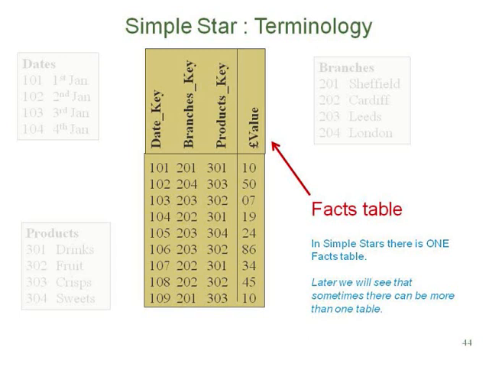This is called the facts table. In simple stars there's only ever one facts table. Later, in more complex stars, we can see that sometimes there is more than one table. Now that we've introduced the concept of dimension and facts tables, let's look at each of these again in a little bit more detail.